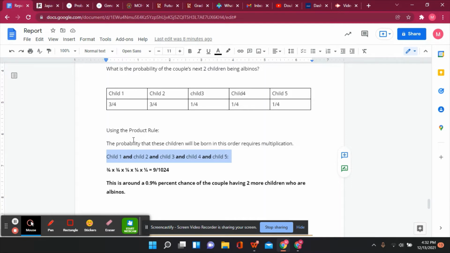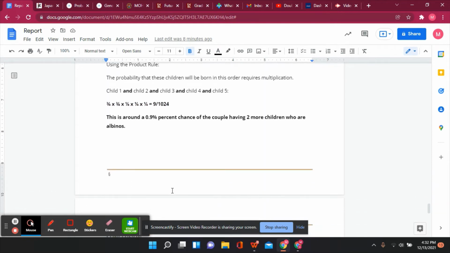So we're saying child one and two and three and four and five: no albinism, no albinism, no albinism, albinism, albinism. So when we put these together and calculate, we get that the odds of them having three children with albinism after having two children without albinism would be 0.9%.